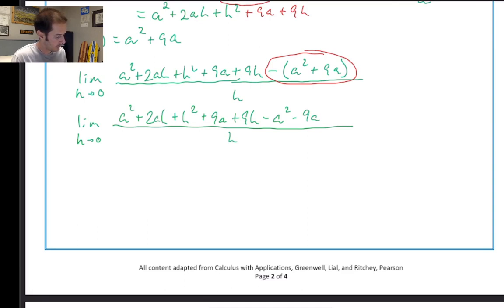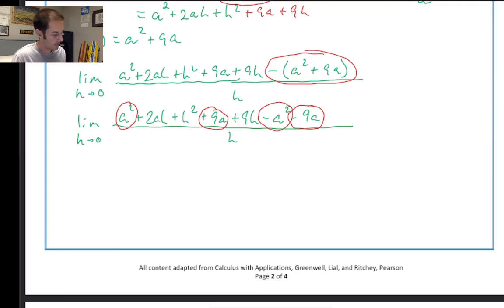And then we notice, of course, that the minus a squared and the positive a squared are going to cancel each other out. The minus 9a at the end and the positive 9a in the middle are going to cancel each other out. And once those two terms are gone, we're going to be able to do some reducing with the remaining three terms that are in the numerator.